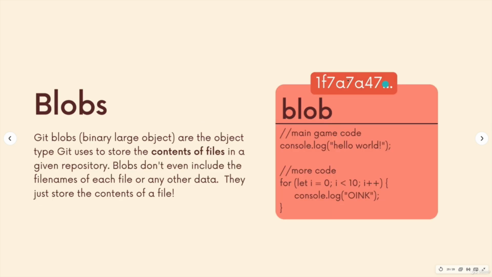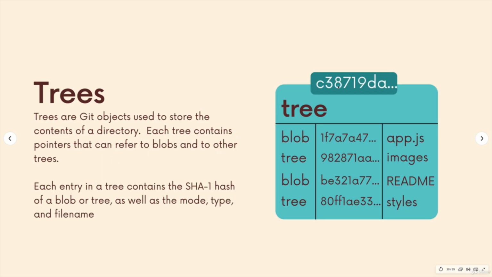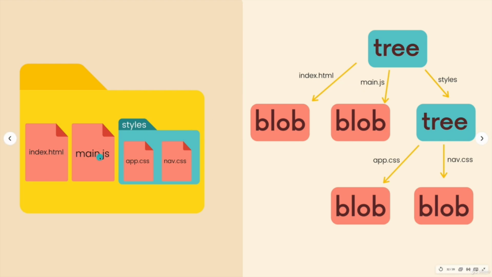1F7, that's this blob. Okay, so then the same thing for this main.js file. It points to that blob, whatever that hash is, and names it. But then it refers to another tree called styles. And that tree contains two blobs: app.css refers to one blob, nav.css refers to another blob.